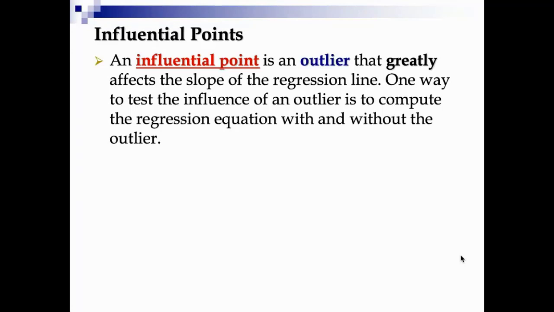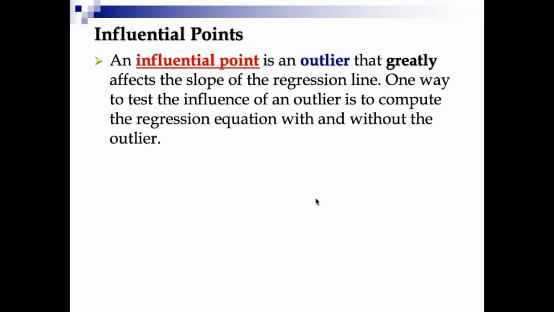It's kind of like if I said all squares are parallelograms, but not all parallelograms are squares, right? So it works one way, but it doesn't work the other way. So influential points are a subset of outliers, okay? It's kind of like if I said squares are a subset of parallelograms, right? So squares are a subset of parallelograms, but not all parallelograms are squares. Okay, so an influential point is an outlier that greatly affects the slope of the regression line.